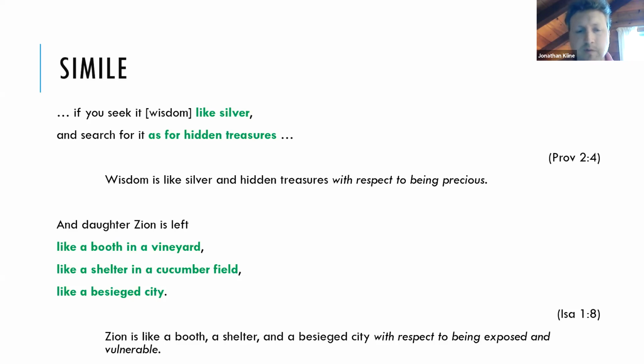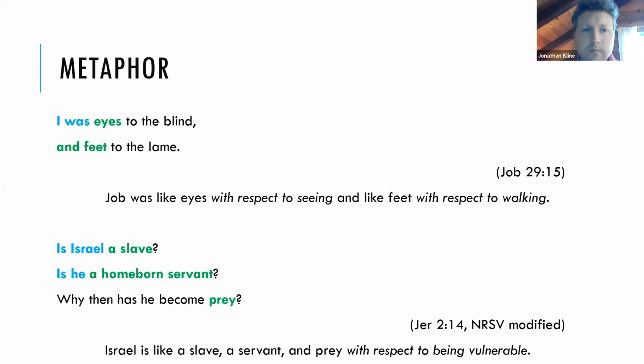A final example of simile, Isaiah 1:8, and daughter Zion is left like a booth in a vineyard, like a shelter in a cucumber field, like a besieged city. Zion is like a booth here, a shelter in a besieged city with respect to being exposed and vulnerable. Metaphor is very much like simile. The main difference is that the connecting word like or as that indicates the similitude is not present.